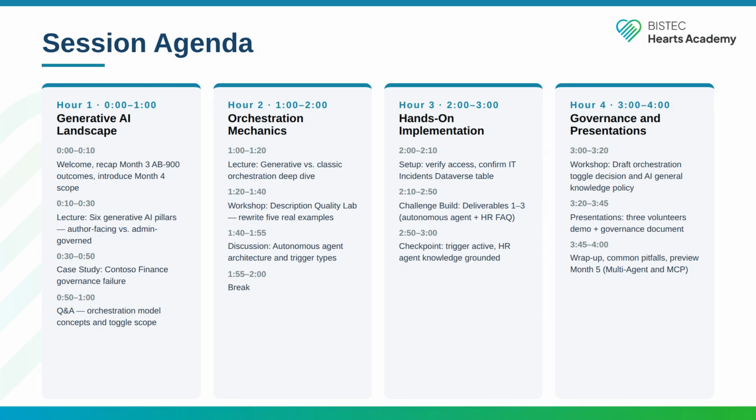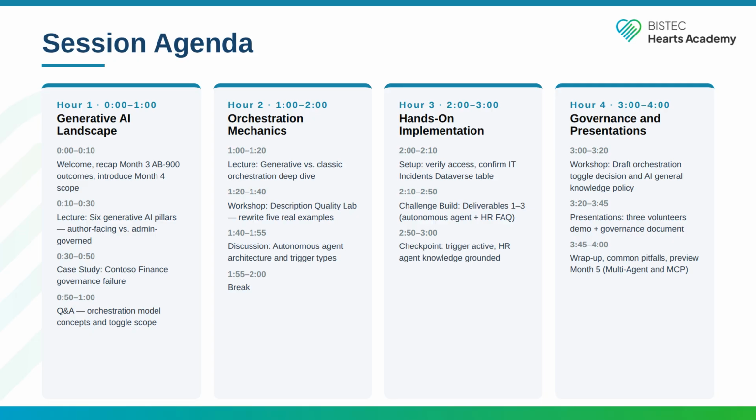Hour 1 is the landscape. We map all 6 generative AI capabilities in Copilot Studio and split them into 2 governance buckets, what authors control and what admins control. Then we do a case study that should make every one of you think about your current promotion checklist. Hour 2 is orchestration mechanics, the full comparison table, the description quality lab, and autonomous agent trigger architecture. The description quality lab is where you actually rewrite real examples, not just hear standards described.